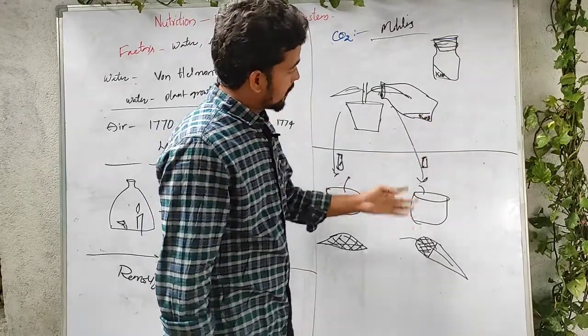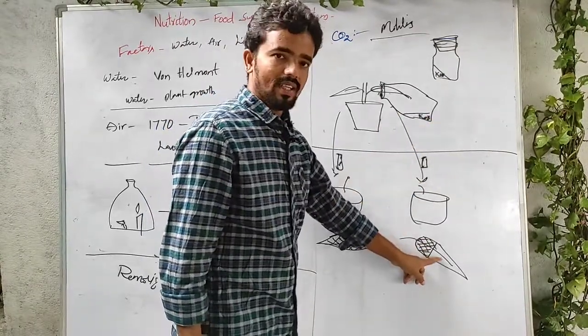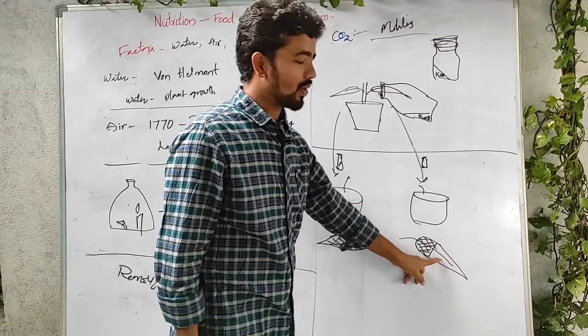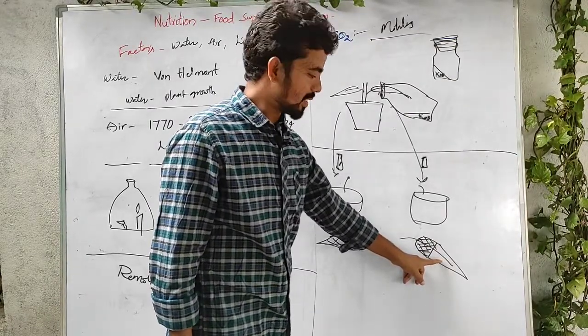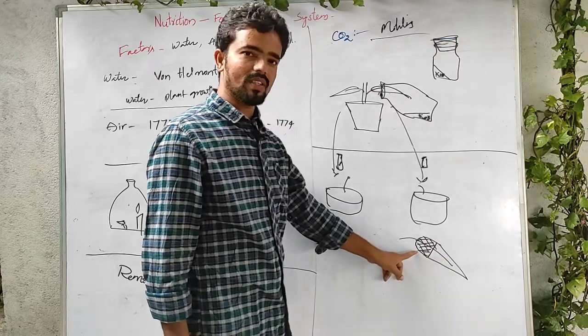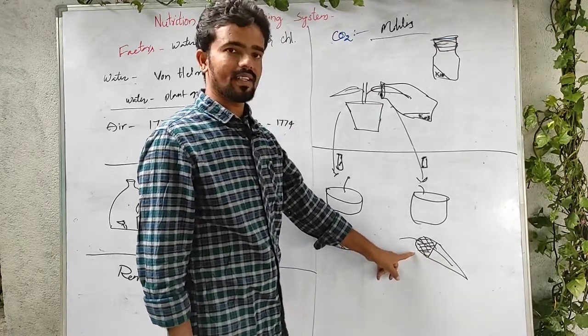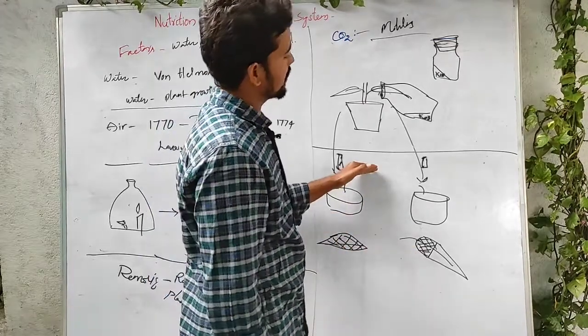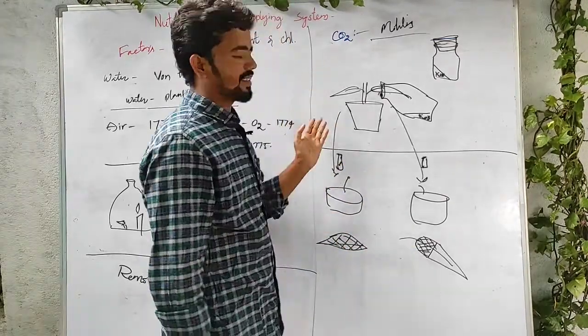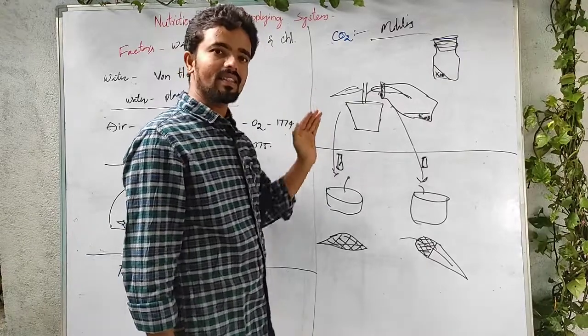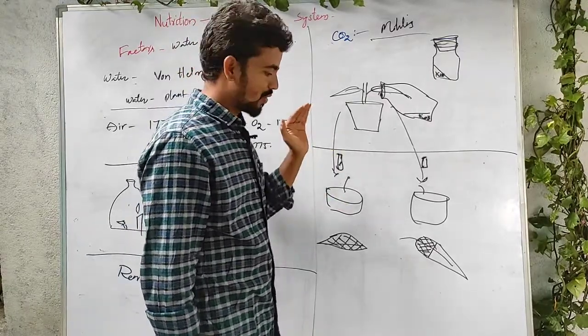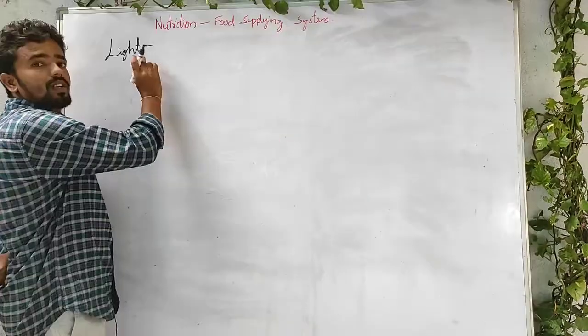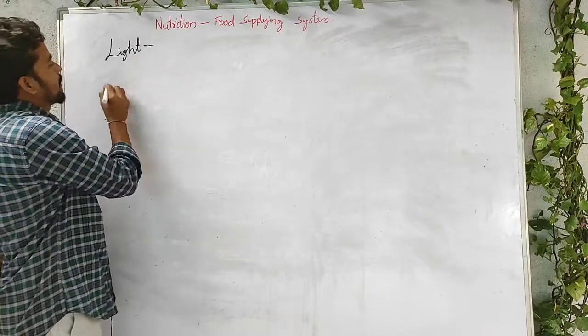So this portion does not get carbon dioxide, so there is no photosynthesis in this portion, but in the outer portion carbon dioxide is there, so photosynthesis takes place. By doing this experiment, we can say that carbon dioxide is needed for the process of photosynthesis. Now let us see the next factor, light.